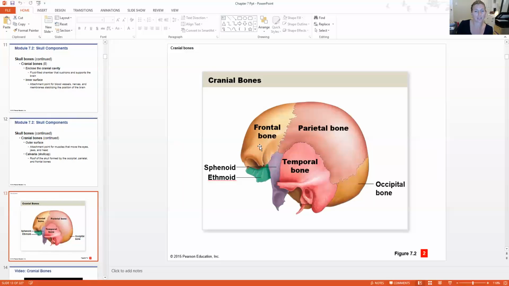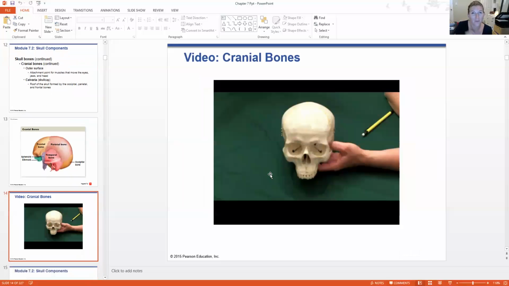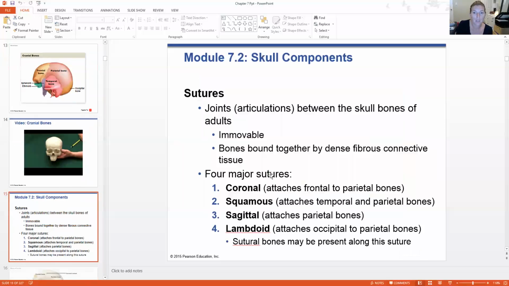You should, by looking at this, be able to tell anterior from posterior. This is the front, this is the back: occipital, temporal, parietal, frontal, and then the ethmoid and sphenoid bones are also kind of inner bones of the skull. They're lesser known, but they're actually probably more important. Again, try to look up those videos on Mastering.